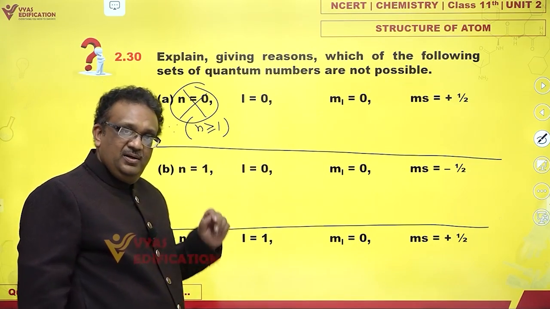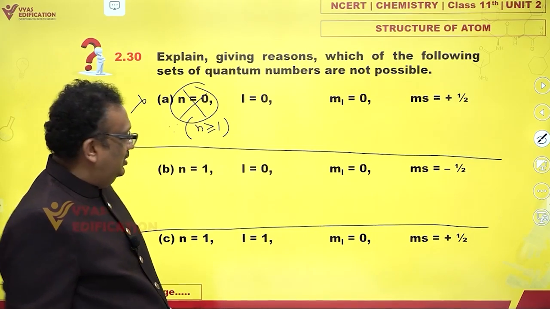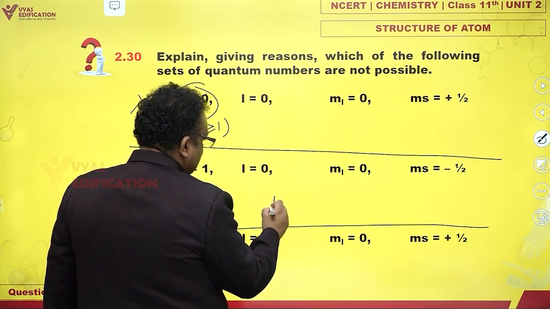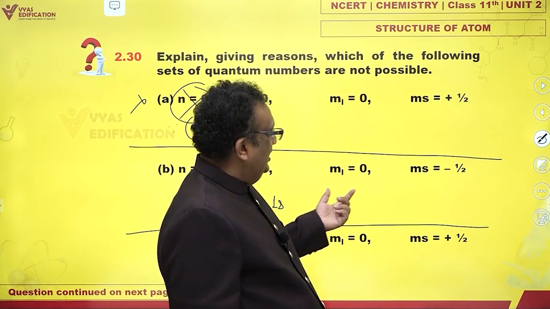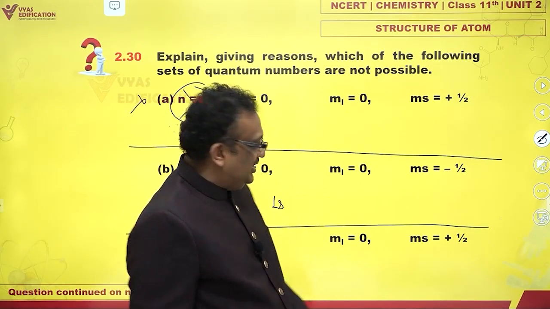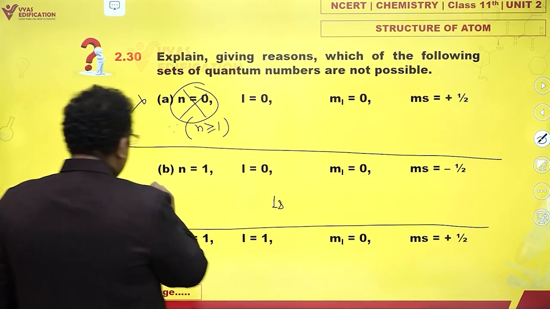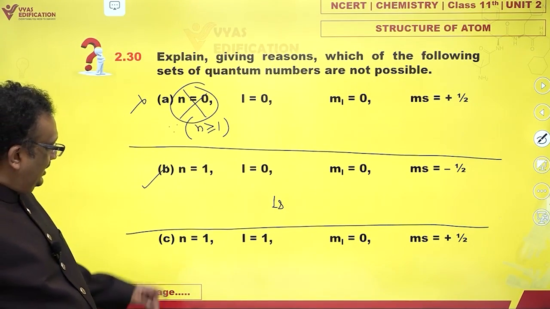n is equal to 1, L is equal to 0. Yes, it is 1s. ML can have only one value, which is 0. And MS can be plus half or minus half. It is minus half. Is it possible? Yes, it is possible. No problem.